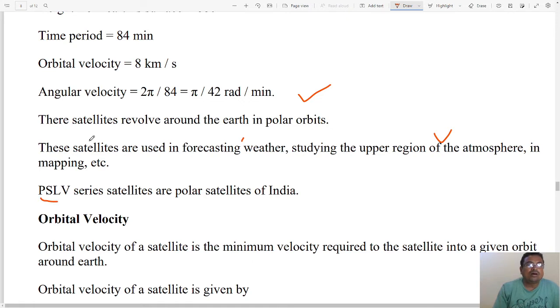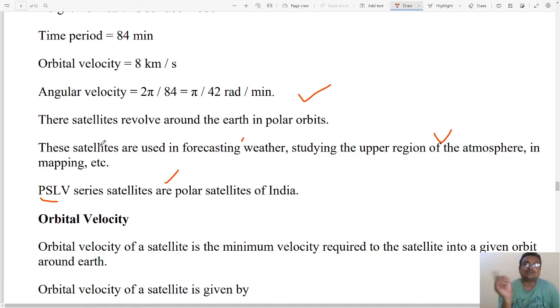PSLV, Polar Satellite Launching Vehicle. The series of satellites that revolve in polar orbits are examples of polar satellites. Inside the INSAT series, these are the geostationary satellites. They are moving in an equatorial line, east to west. But polar satellites are moving up and down, north to south, south to north pole. Example of a polar satellite is PSLV. Example of a geostationary satellite is the INSAT series.